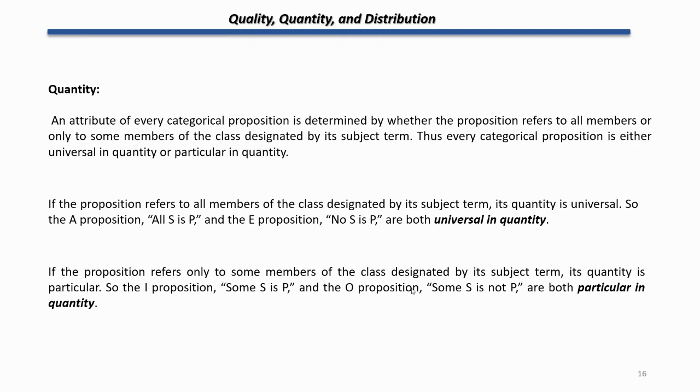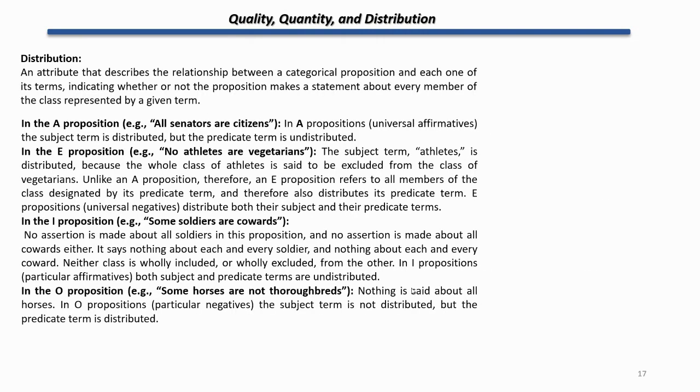This is quantity. Now coming to distribution. What is distribution? It is an attribute that describes the relationship between a categorical proposition and each one of its terms, indicating whether or not the proposition makes a statement about every member of the class.